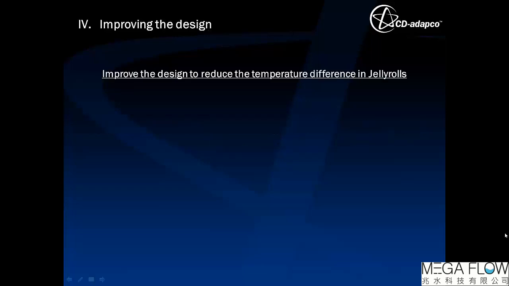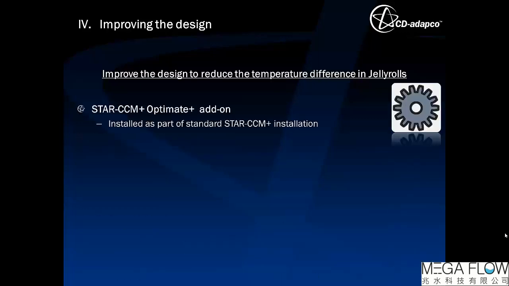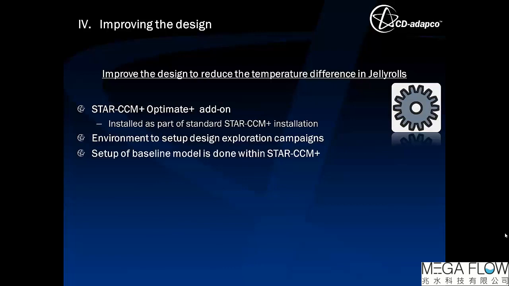What I want is to improve the design to reduce the temperature difference in the jelly rolls. And so I would have to make changes to my geometries or to my conditions in order to reach that objective. To do so, I will use the Star-CCM+ Optimate+ add-on. This is installed as part of the standard Star-CCM+ installation, and it has an environment to set up design exploration campaigns. This is what I'm going to do.